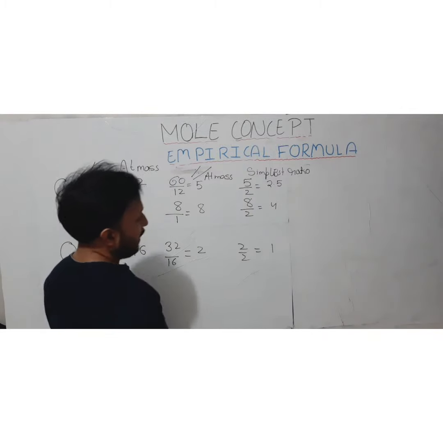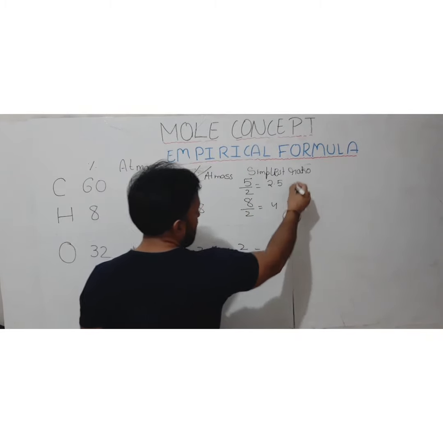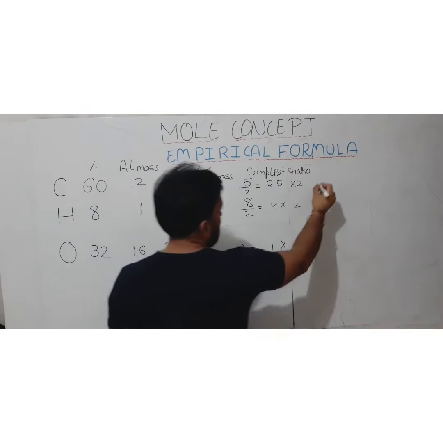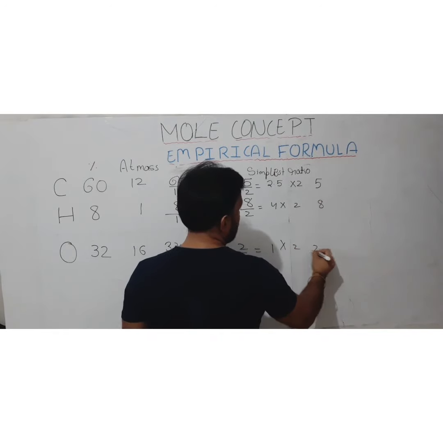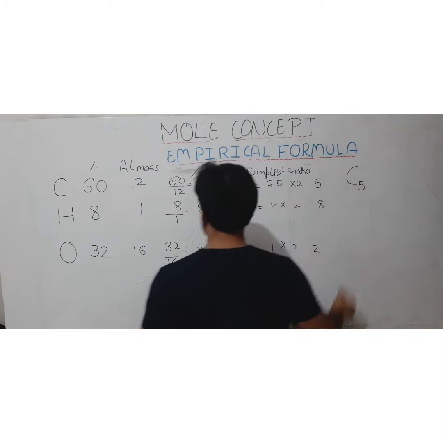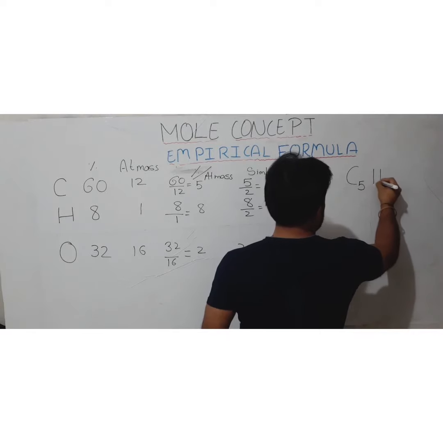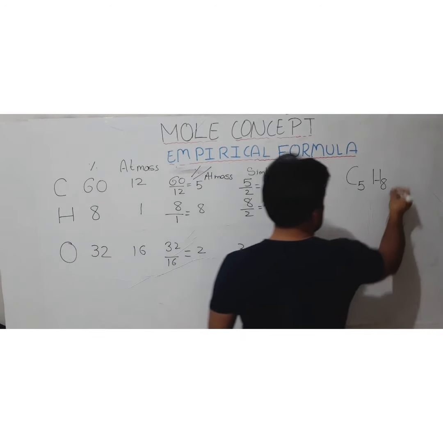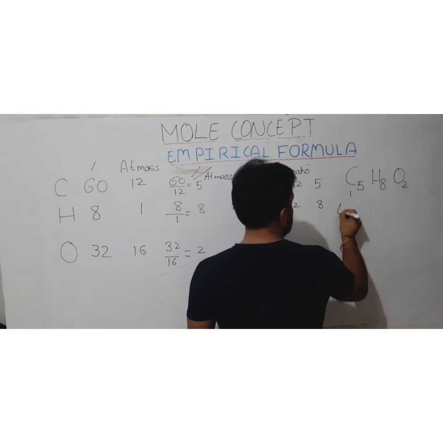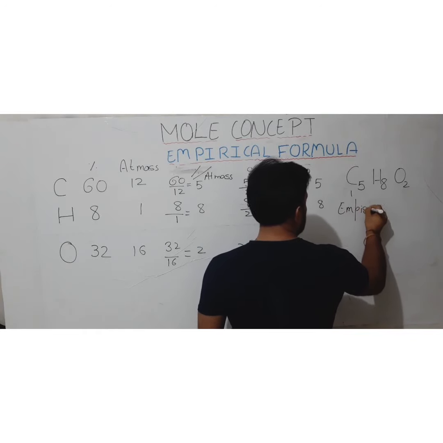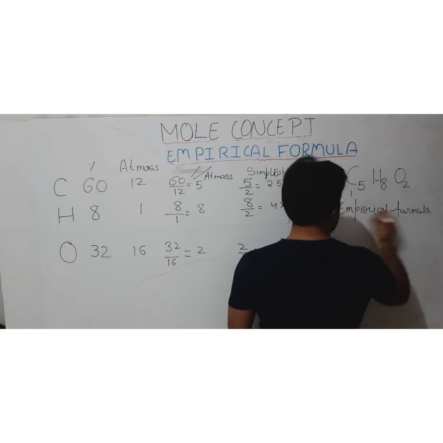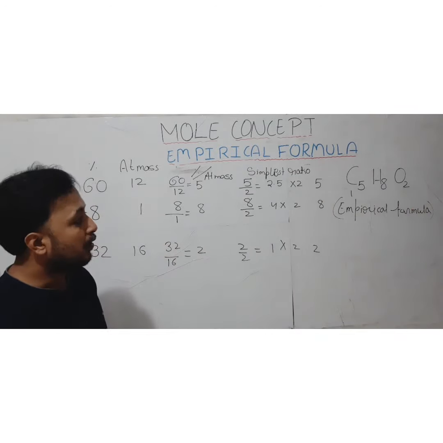So as it is 2.5, 4, 1, again we need to multiply all the values by 2. When you do so, it will be coming 5, 8 and 2 again. So as C is coming 5, we will write C as 5. Hydrogen is coming 8, so we write hydrogen as 8, and oxygen as 2, so we write oxygen as 2. So this is known as the empirical formula of the compound.